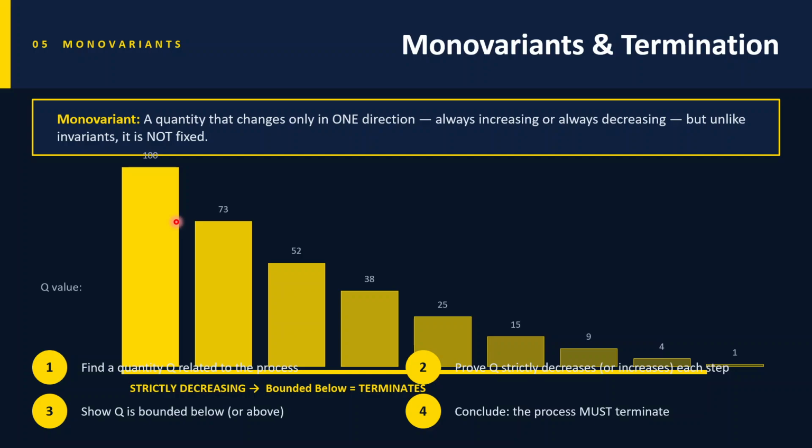Now monovariant, it does differ. It's not fixed like invariants, but monovariants are strictly decreasing or strictly increasing. This graph is of a decreasing monovariant. We also have the increasing one. If it decreases, it always decreases, and if it starts increasing, it continuously increases.